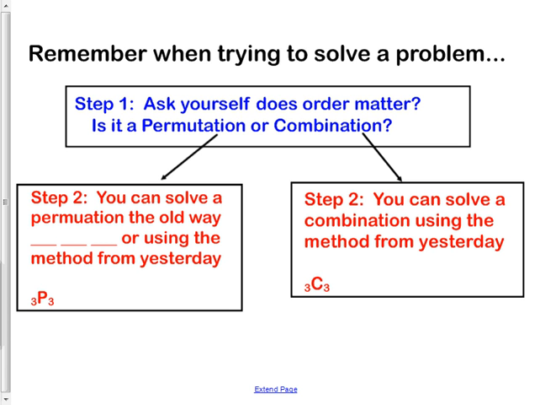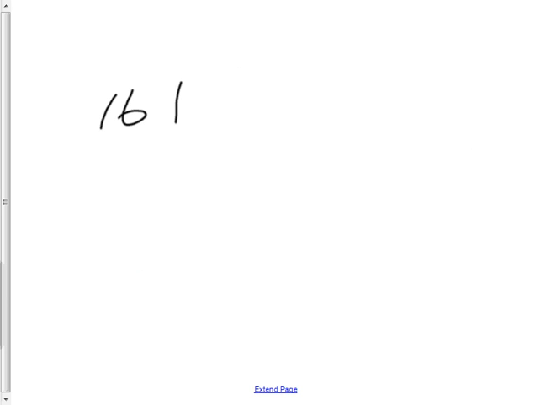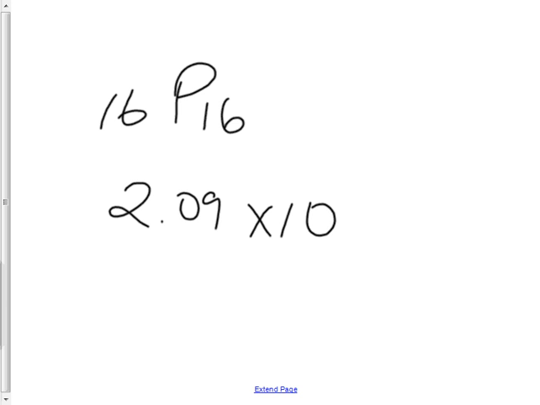Good. I actually have more, because I have this one over here, 17, 18, 19, 20, 21, 22, 23, 24, 25. I have 25 posters and 16 spots on my wall. All right, so what was 16P16, first of all? Was that the 25 or was that the 16? 16P16. Times 10 to the what? 13. Holy smokes.